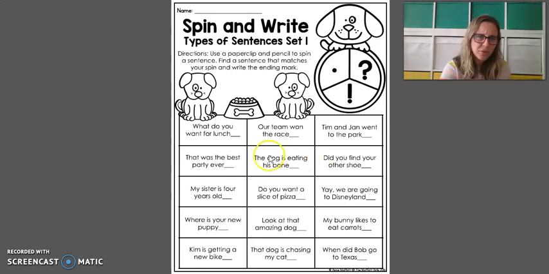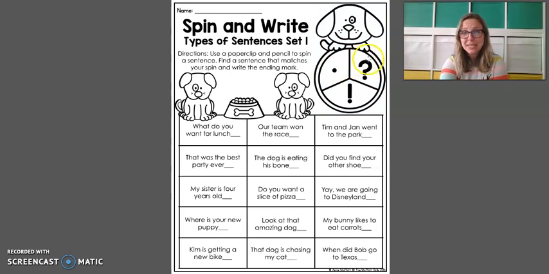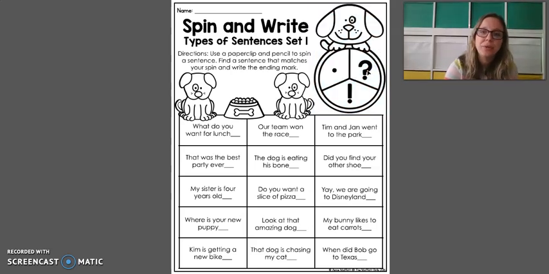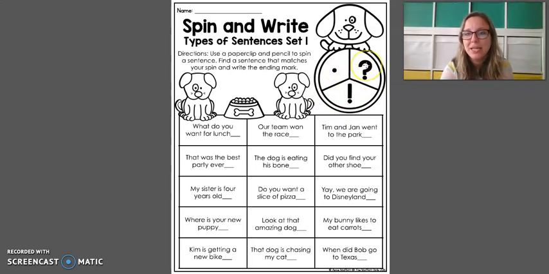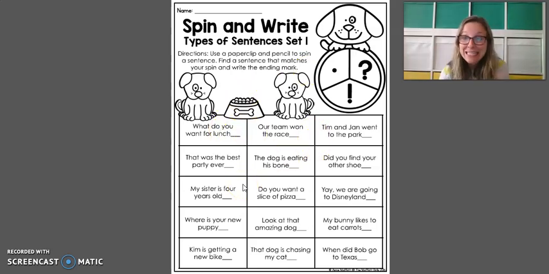And so you could just go through and read the sentence and add the end mark, but to make it a little fun, up here there is a spinning wheel. There's a period, which is used for a telling sentence, an exclamation point, which is used for an exciting exclamation, and a question mark, which is used when we are asking a question. So you will put your paper clip here with your pencil and you will spin, spin, spin. And then when it lands, okay, we landed on question mark, you will find a sentence that needs a question mark.